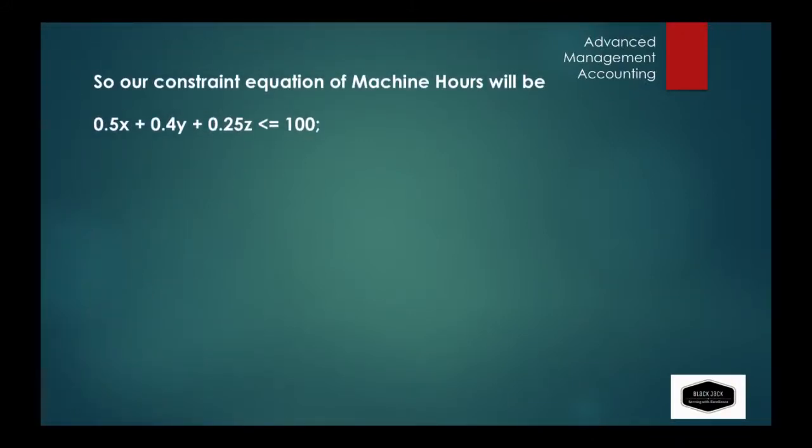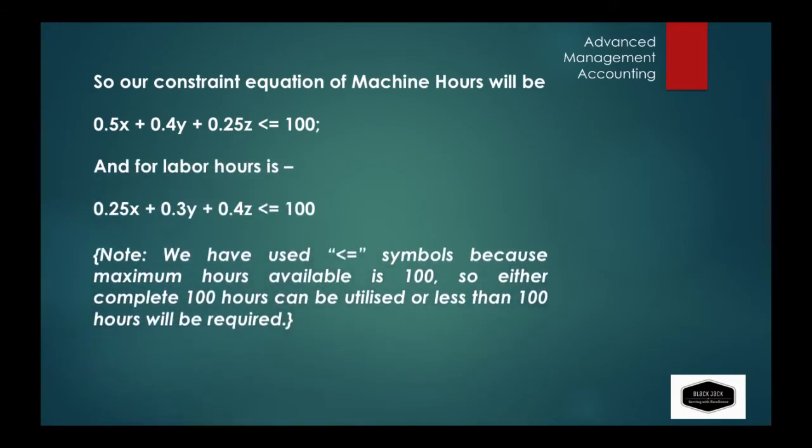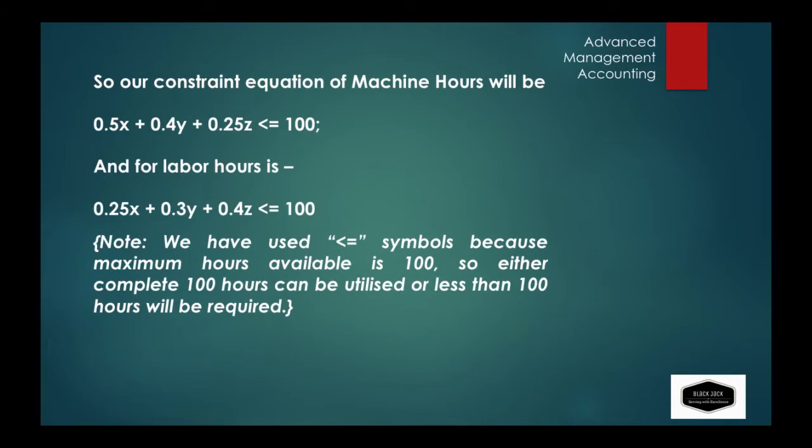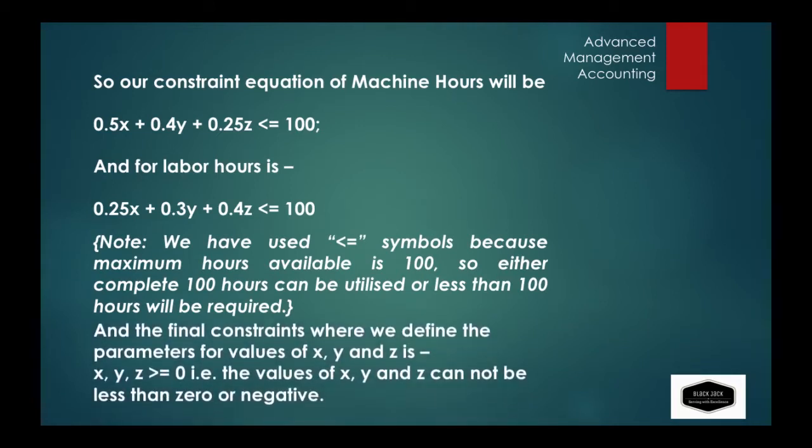And say the per unit product requirement in machine and labor hours is as follows. So our constraint equation of machine hours will be 0.5x plus 0.4y plus 0.25z is less than equal to 100, and for labor hours is 0.25x plus 0.3y plus 0.4z is less than equal to 100. Here we have used a less than equal to symbol because maximum hours available is 100. So either complete 100 hours can be utilized or less than 100 will be required.